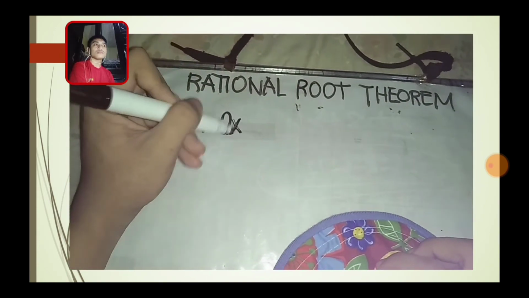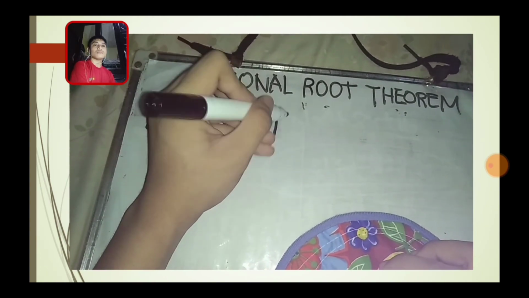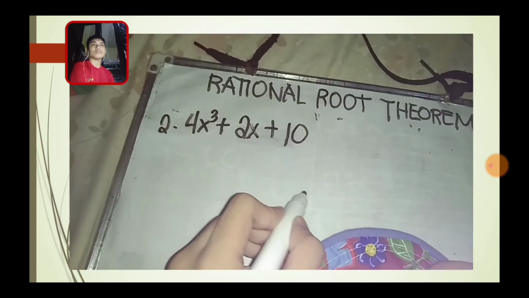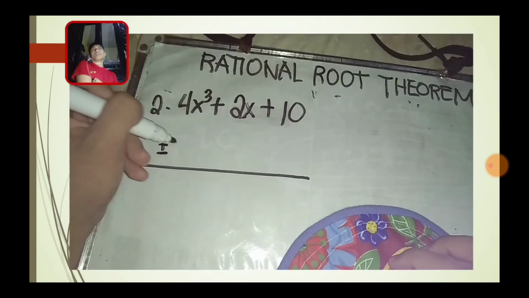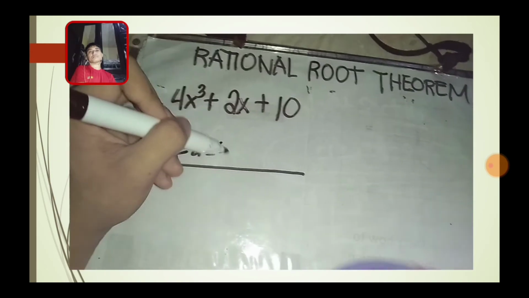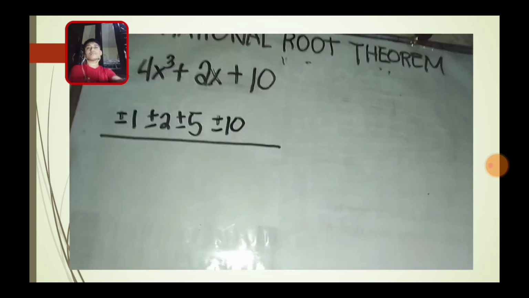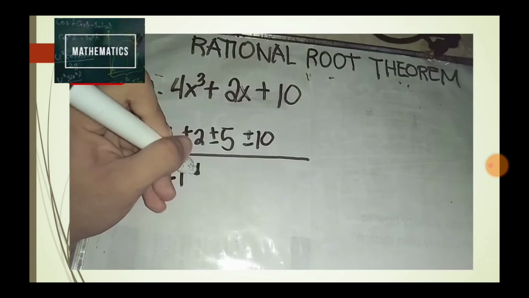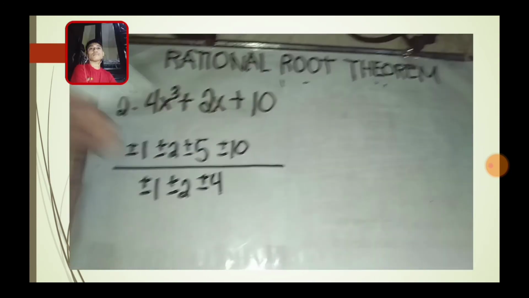So, let's do 2x plus, at least we have 10. So, we are going to find the factors of the constant term. We have positive negative 1, positive negative 2, positive negative 5, and positive negative 10 by itself. The factors of 4, we have positive negative 1, positive negative 2, and positive negative 4.